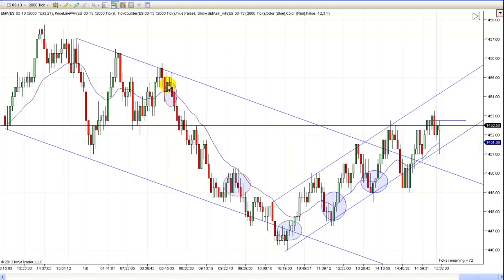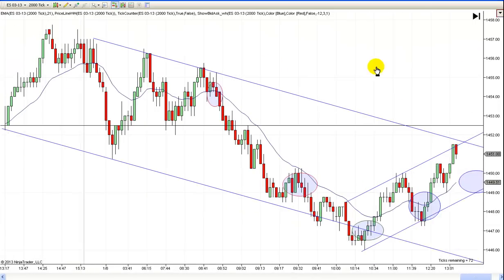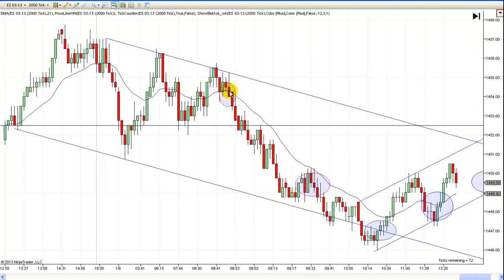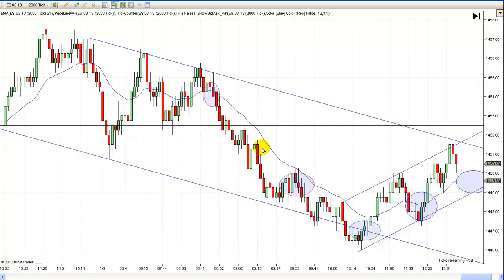Notice that there's a first entry long, a pullback, and then a second entry long that failed. Let me back out just so we can see a little better. And that's the perfect bearish bar. It went higher, touched that line, turned down and closed on its very low. You go short right there. Any runners were safe on this trade, and you could have ridden this all the way to the end.